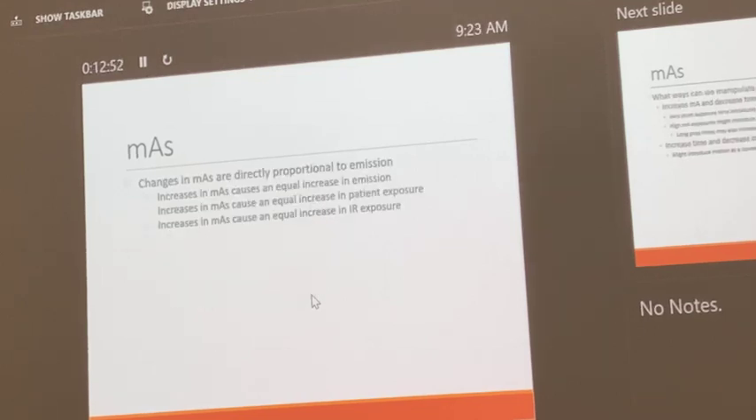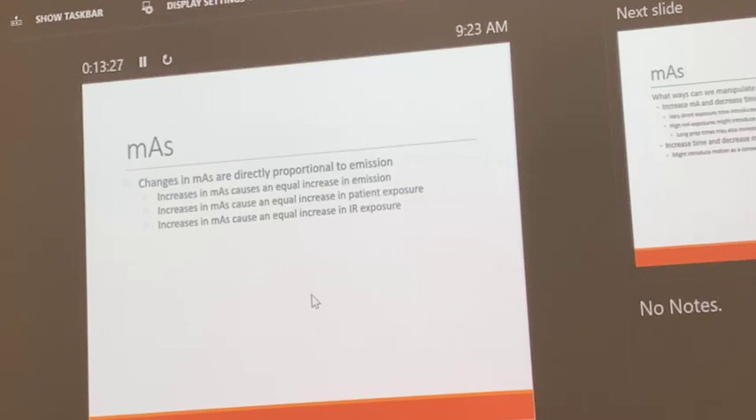So changes in mass are directly proportional to emission. Increases in mass cause an equal increase in emission. That means if you double your mass, you double the number of photons that you emit from the X-ray tube, right? It's a direct relationship. Increases in mass cause an equal increase in patient exposure. You double your mass, you double the patient exposure. And it also causes an equal increase in image receptor exposure. You double your mass, you double the exposure to the image receptor. So it's a one-to-one relationship between numbers and mass.